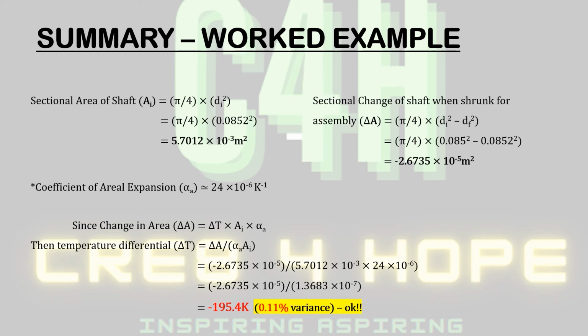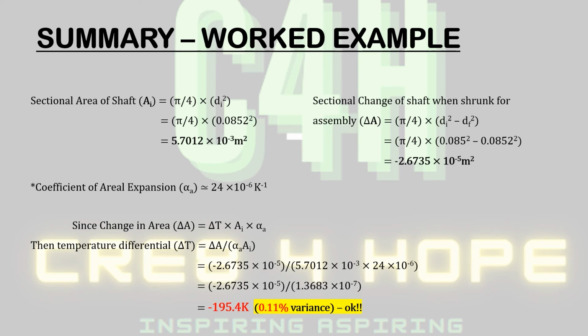Okay. So let's try to predict the temperature differential using the cross-sectional area of the shaft. So we first calculate the original cross-sectional area of the shaft. So that's simply pi over 4 times di squared, where di is the initial diameter of the shaft, given as 85.2 or 0.0852. So put in the known values and we get the original cross-sectional area of the shaft to be 5.7012 times 10 to the power minus 3 meters squared.